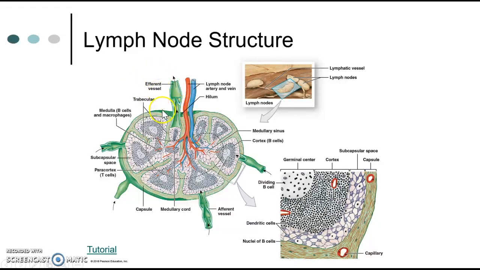Here at this indentation, this is called a hilum. Your lungs have one of these, your kidneys have one of these, lots of places that have these kind of indents in it, they have this structure called a hilum, and this is where the efferent vessel exits the lymph node. It's also where blood vessels enter and leave the lymph node as well.